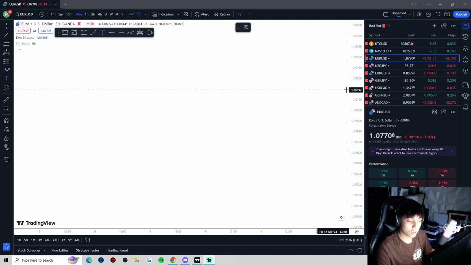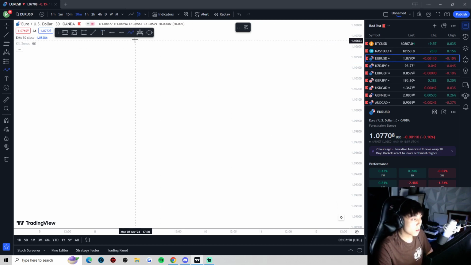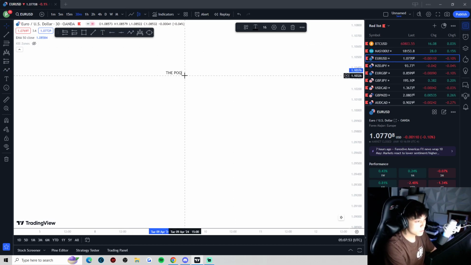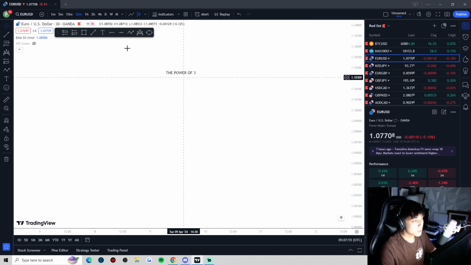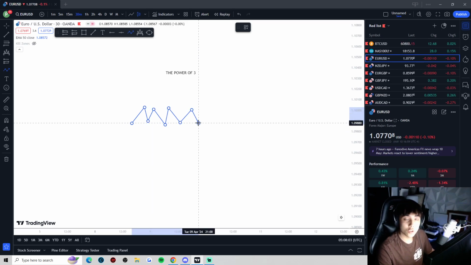I only trade during London session and New York session, because usually Asian session is when there's a lot of accumulation going on, and the volume and spread is not in favor for a pair like Euro USD, which is more for London and New York session. And so the power of three, the first part is going to be accumulation, which is usually during Asian session. It could happen during London session or New York session, but most of the time it happens during Asian session, so you want to look out for that.